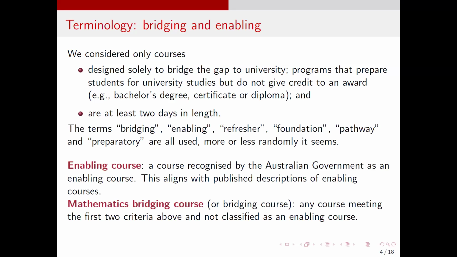Okay, so here's the way that I'm going to use the terminology here and in our proceedings paper. An enabling course is a course recognised by the Australian government as an enabling course. I'll tell you what that is in a moment. Luckily, this applies in general with the published literature on enabling courses in Australia, so it's not a radical departure from what people believe. And a mathematics bridging course, or just bridging course, is any course meeting our criteria above, not contributing to an award, etc., and not classified as an enabling course. So a bridging course is a complement of the set of enabling courses in the space that we're looking at today.